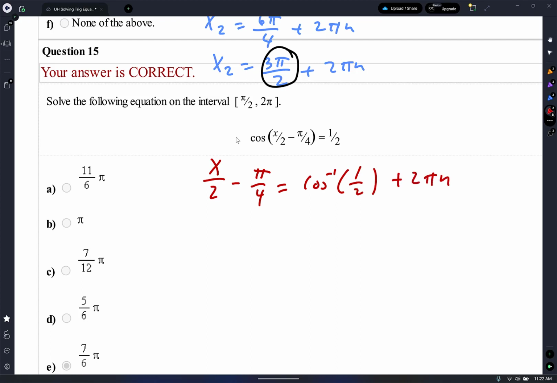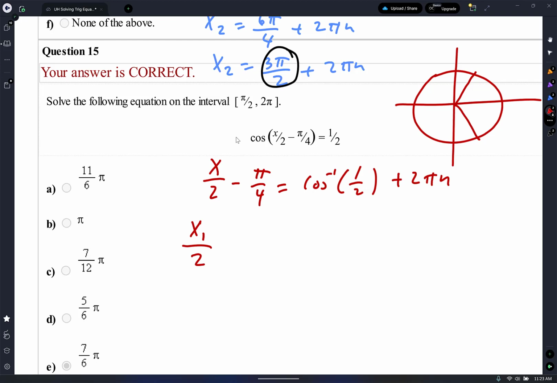And then you stop right here, because a lot of you are trying to do fancy stuff. Stop right there. Draw a quick unit circle or reference a digital unit circle or reference your notes. Where is cosine a half? In quadrant 1 and in quadrant 4. What is the one in quadrant 1? It's not pi over 6. It's pi over 3. So I write x1 over 2 minus pi over 4 equals pi over 3 plus 2 pi n.